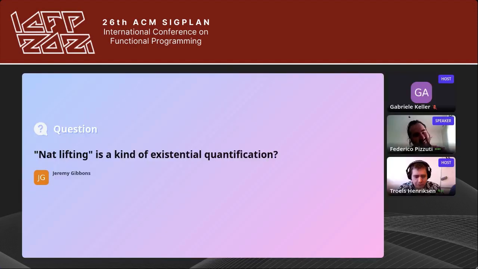Okay, then we have a question from Jeremy. Is nat lifting a kind of existential quantification? I think so. I think you're saying that in that scope there exists, yeah, I think it's a form of existential quantification. This stuff really interfaces with dependent pairs, right, which are kind of existential types. So yes, as far as my understanding goes, this is a form of existential quantification.